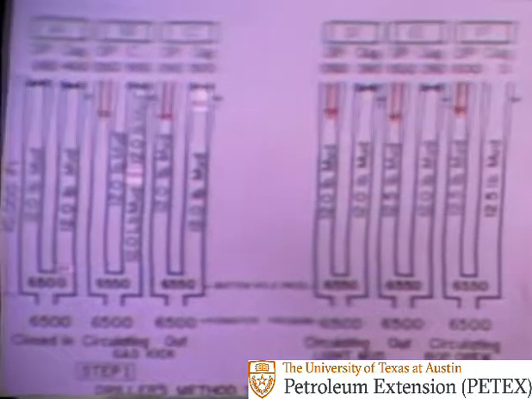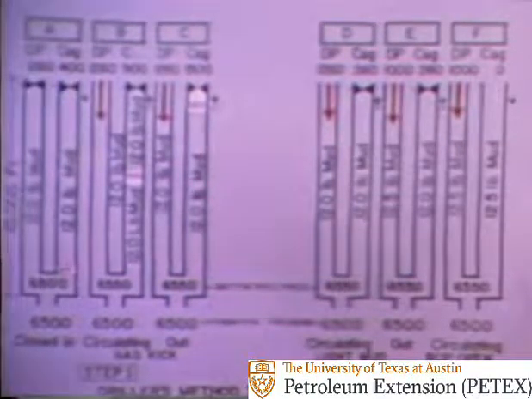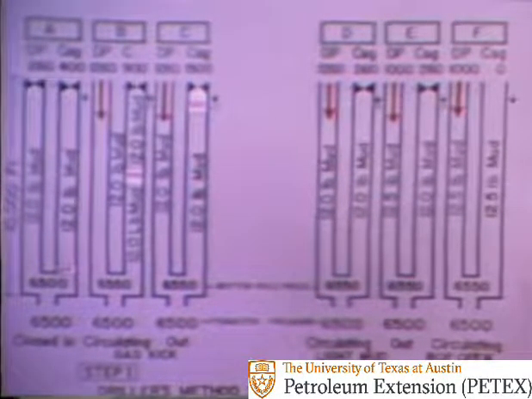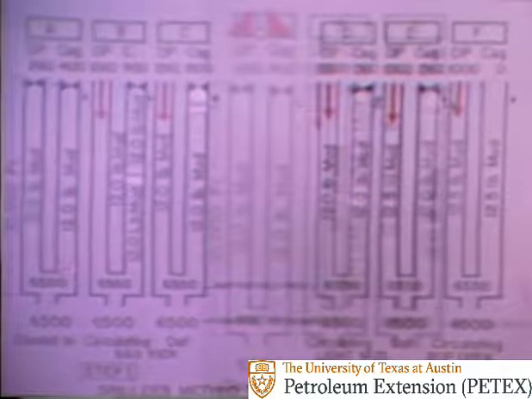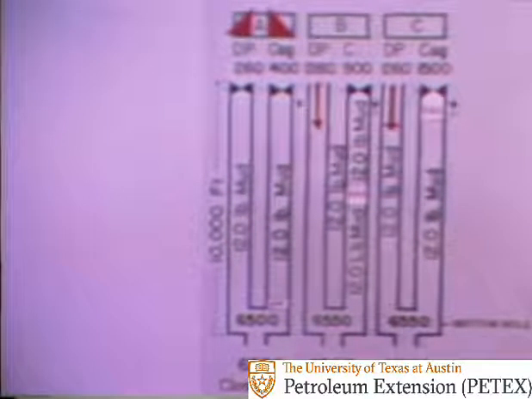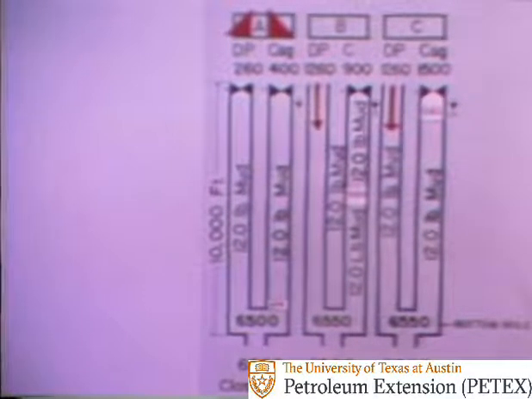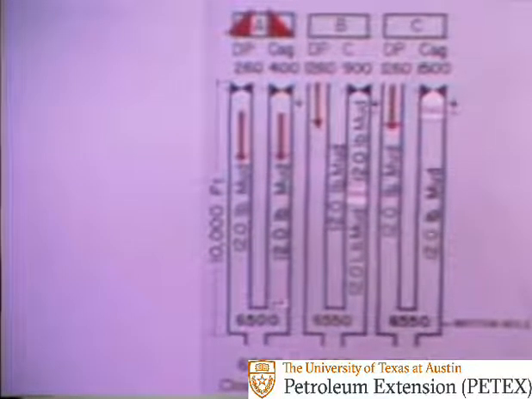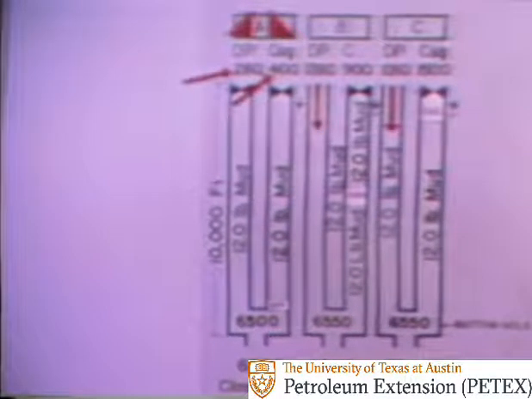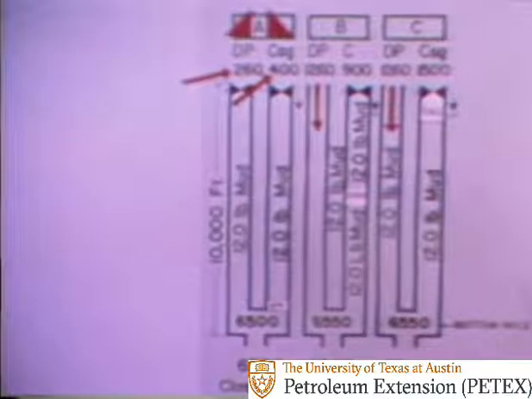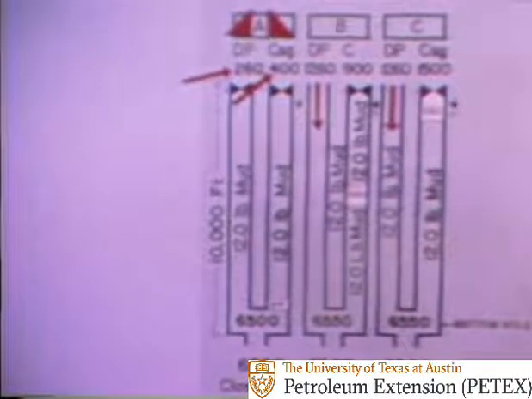As a summary of the driller's method of controlling a well kick, let's quickly review the well conditions and the sequence of pressures as the kick is circulated out and killed. Illustration A shows the situation immediately after the well is closed in. 12 pound per gallon mud is in the well. 260 psi appears on the drill pipe and 400 psi on the casing side after the pressures stabilize.